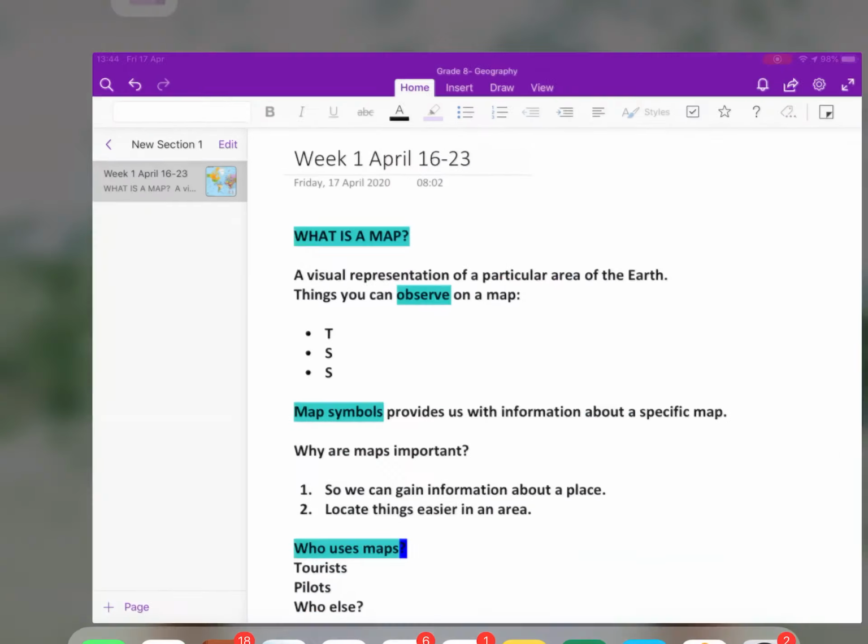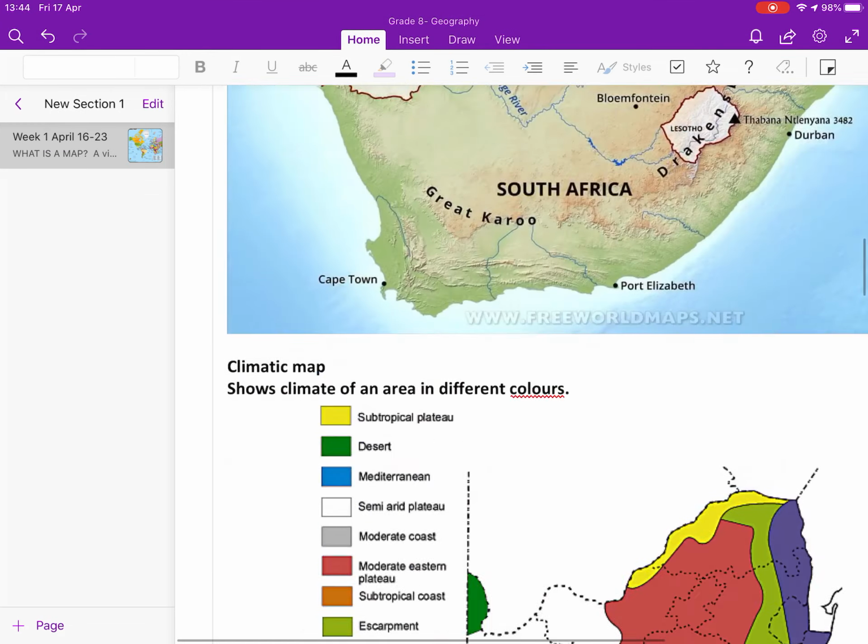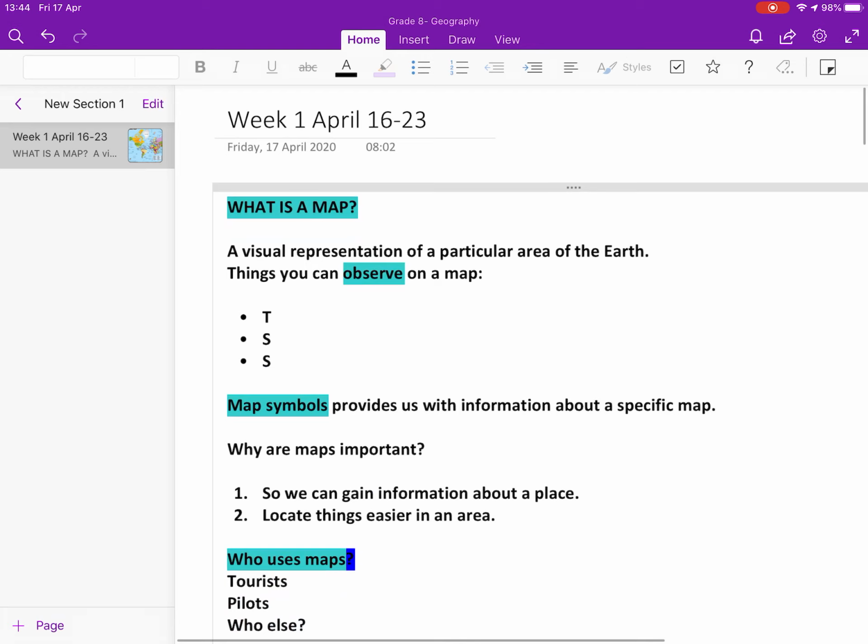Okay, let's get started. We are going to start with the map work, which is the work that has been loaded onto the D6, the most recent bunch of work. It starts with an introduction that says we hope you guys are coping well, and then we are going to start looking at the slides. So yeah, let's get started. I am going to be teaching from my OneNote. This is week 1 for April 16th to the 23rd.